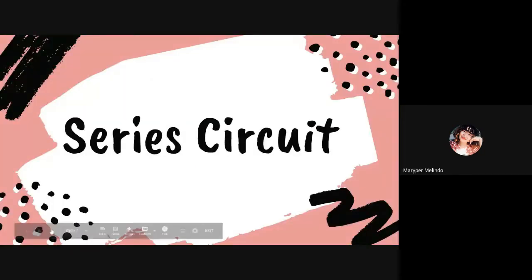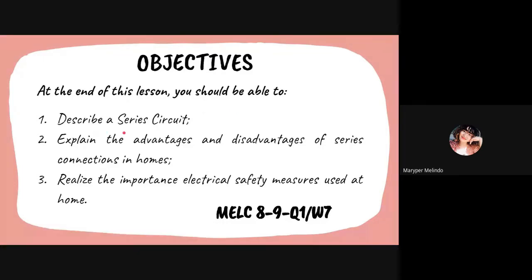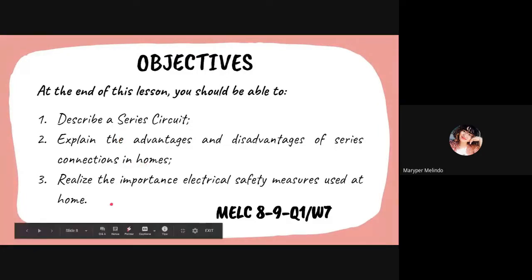Okay, so let's proceed. So before we start, we have to know the objectives first. So at the end of our lesson, you should be able to first describe a series circuit. Second, explain the advantages and disadvantages of series connections in homes. And third, realize the importance of electrical safety measures used at home.